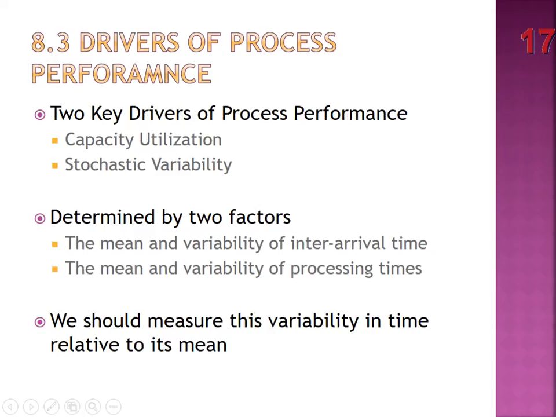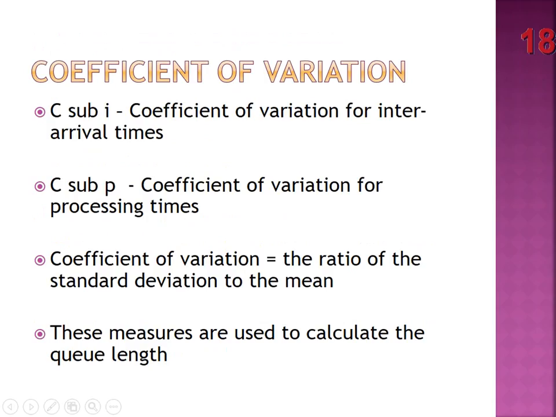So the two key drivers of process performance are capacity utilization and stochastic variability, okay? And they're determined by two factors. What's the average inter-arrival time and what's the average mean and variability of processing times, okay? And the reason that we say we should measure this variability in time relative to its mean is because if my average processing time is 2 minutes, but the standard deviation is 1 minute, that means things are really not very stable, right? That's a 50%, my standard deviation is 50% of my mean, okay? On the other hand, if I have a 10-minute processing time and my standard deviation is 1 minute, that's 10% of that, right? So it's very different in terms of that variation matters, again, the message of this portion of the chapter, and so we have to measure that in relationship to the mean and the standard deviation, okay?